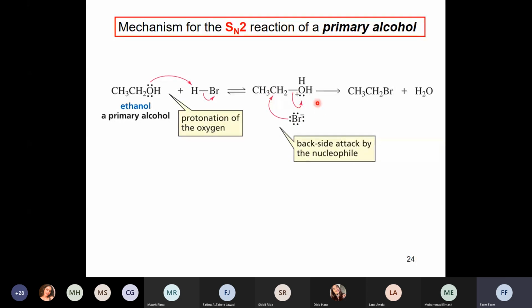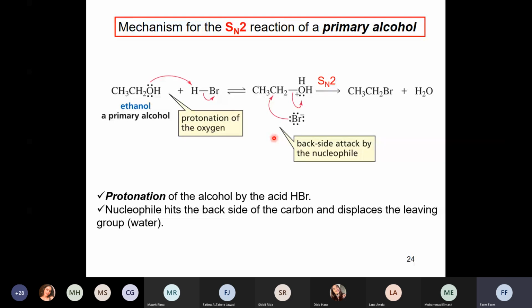This is what happens during SN2 with a primary alcohol. First protonation, notice, with alcohols always protonation first. Then the nucleophile Br minus hits the back side of the carbon and displaces the leaving group, which in this case is water. So this is the difference between SN2 and SN1. The first step in both is protonation. This is very important to remember. One last note.